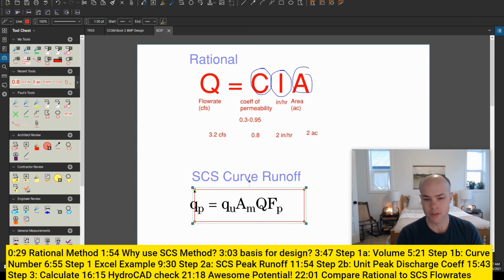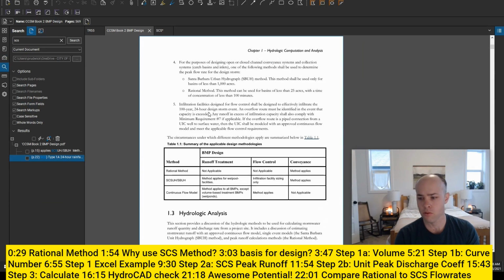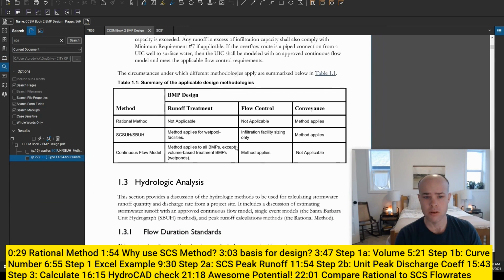Now let's look at the SCS curve number. I guess, why would you ever use the SCS curve number if it's so stinking easy to use the rational method? Sometimes you have to use it, sometimes it's required. Look at the Clark County Stormwater Manual. You can see they're giving you different methods of calculating hydrology. So here's an example from Clark County, Washington.